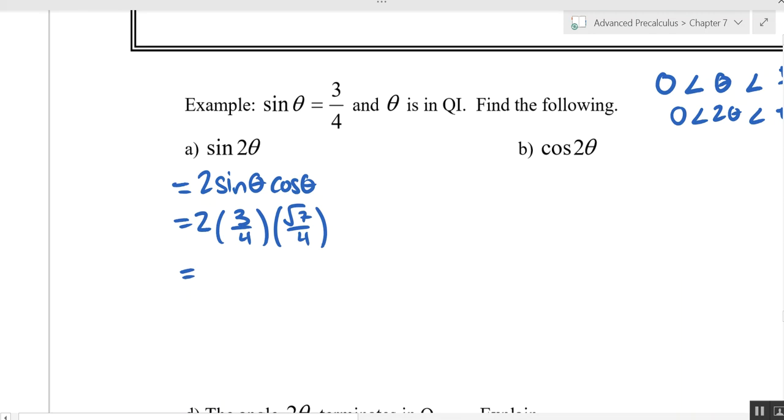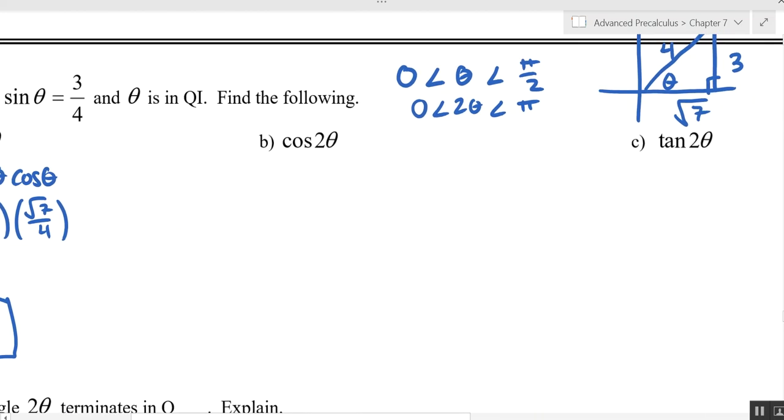And this winds up simplifying, looks like 6 root 7 over 16, or 3 root 7 over 8. And that should make sense. Again, remember we said sine is positive because we are either in quadrant 1 or quadrant 2.